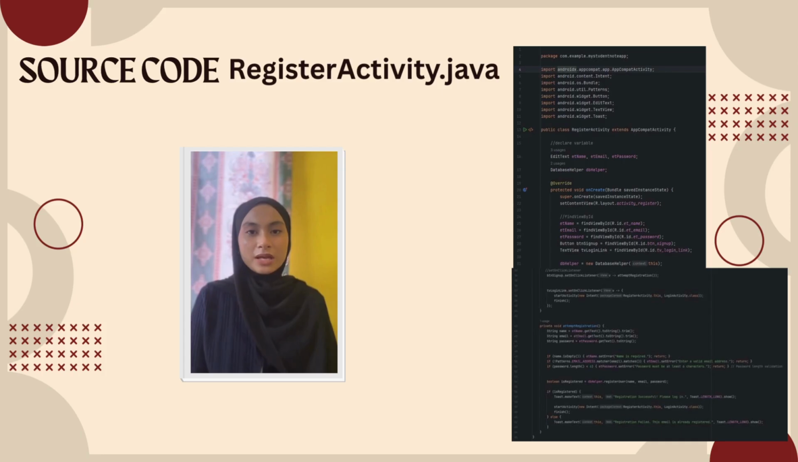We are now at the source code for handling account creation, located in registerActivity.java. The primary responsibilities of registerActivity.java are, first, data capture, to capture all the input such as name, email, password, and confirm password entered by the user in the XML layout. Next, input validation, to perform checks on the data locally before sending it to the server.